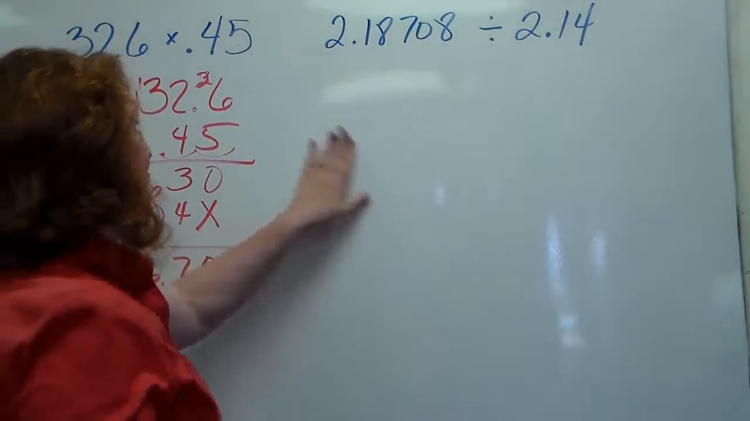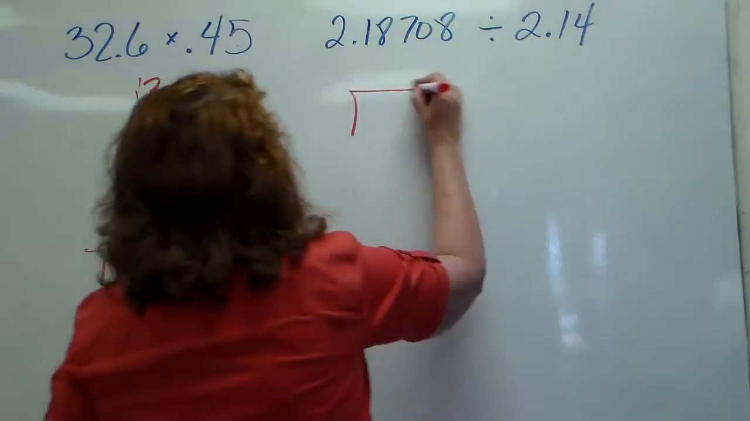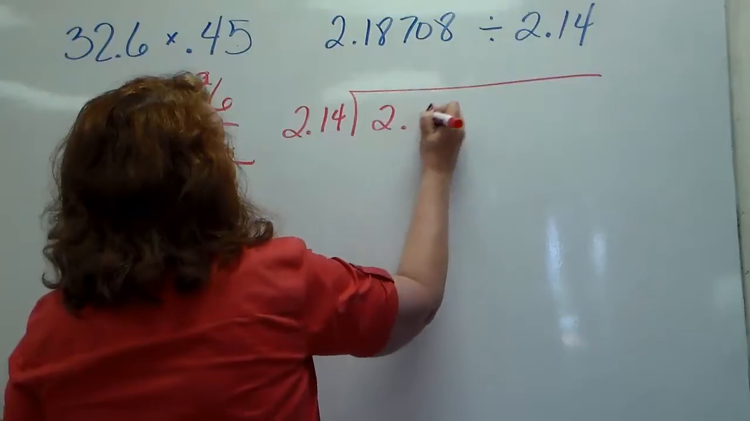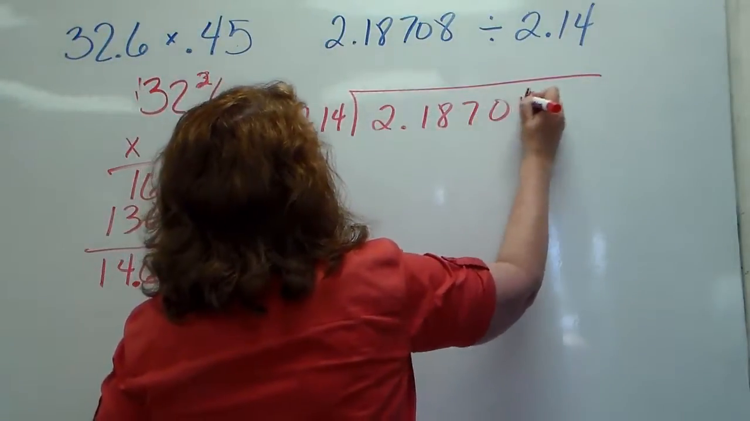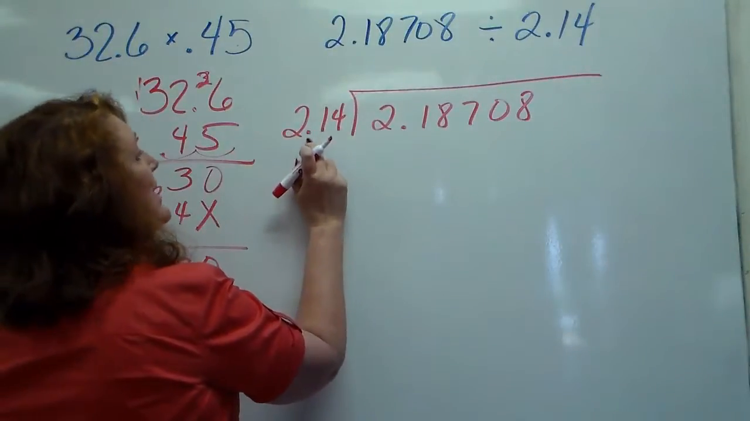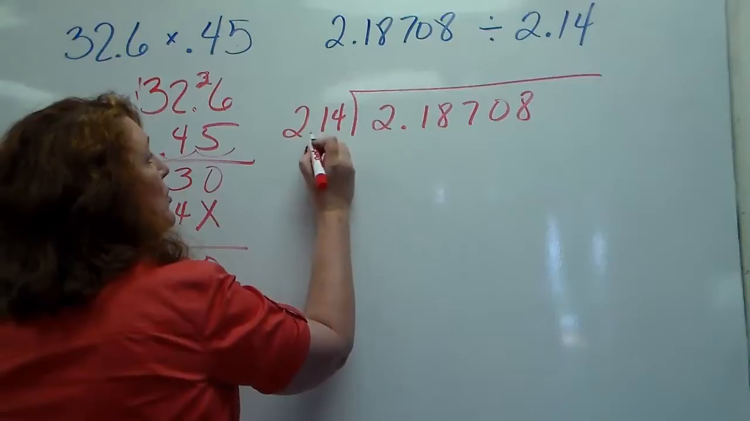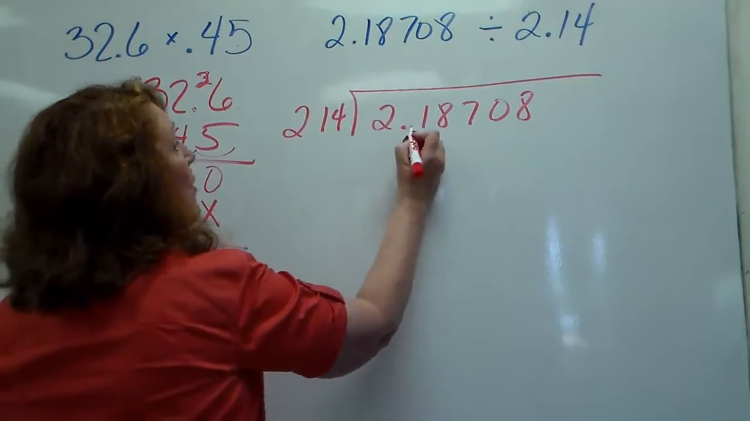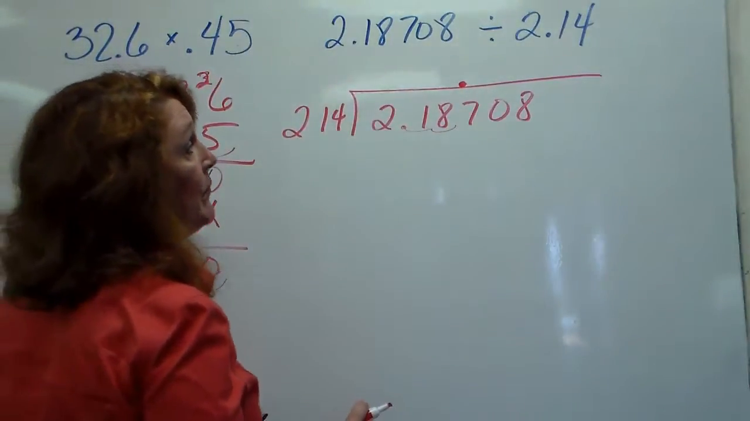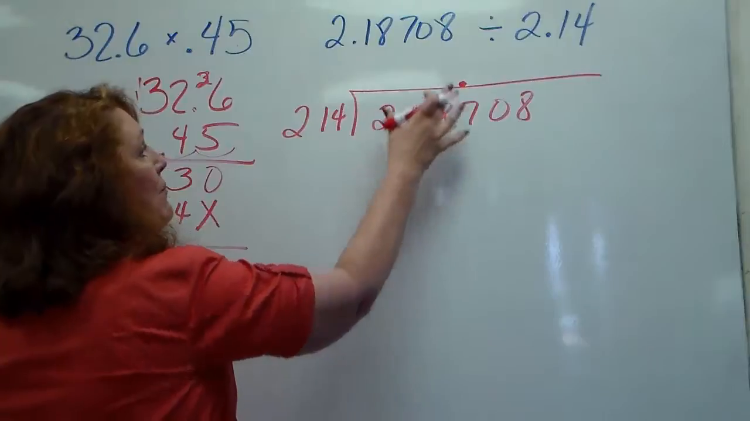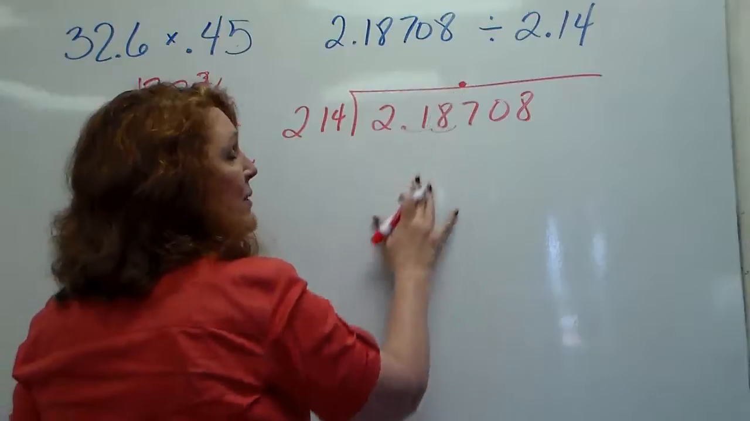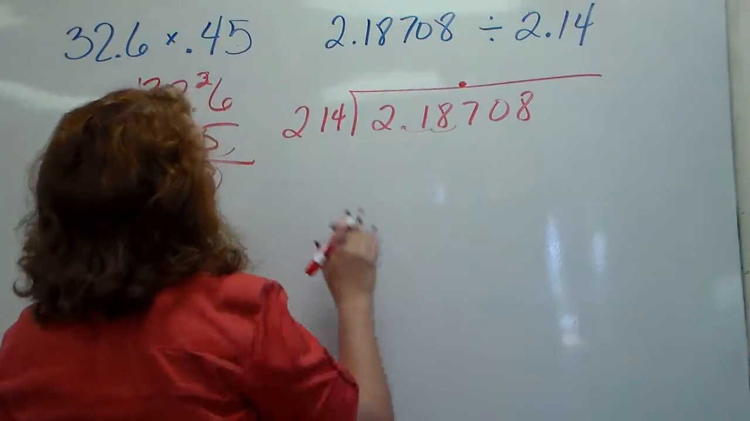In long division, when I set up the problem, 2.14 divided into 2.18708. I can't have a decimal point out here. I'm not allowed to. I need to move this out of the way. So if I'm going to move this 2 to get it away, I'm also going to move this 2. So my decimal in the answer goes up here. Now it's really important that I put my answers up here in exactly the right spot because it has to be in the right spot near the decimal.